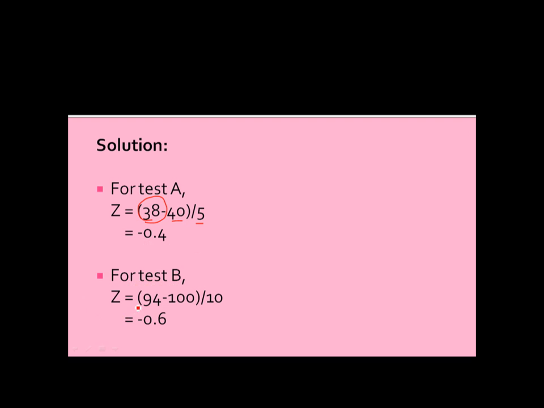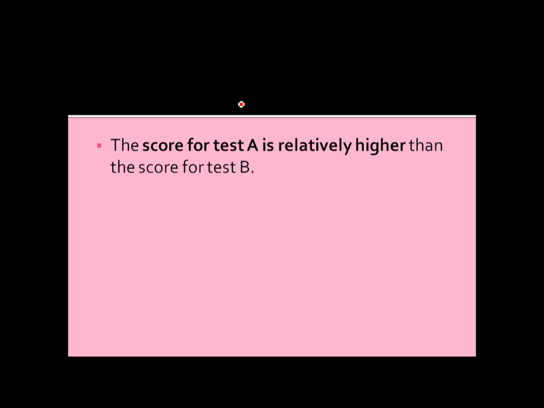For test B, we substitute the value of x, that is 94, and we subtract the mean, that is 100, and divide by the standard deviation, that is 10, then we get negative 0.6 for test B. From the values that we got just now, we find that negative 0.4 is the higher relative position. The score for test A is relatively higher than the score for test B.